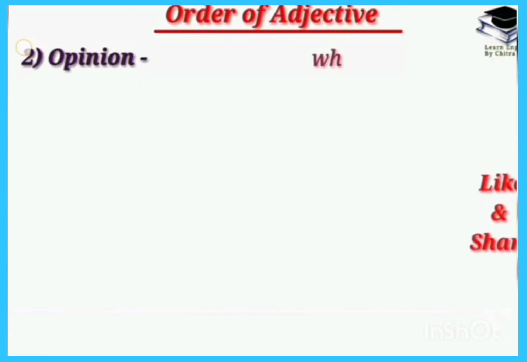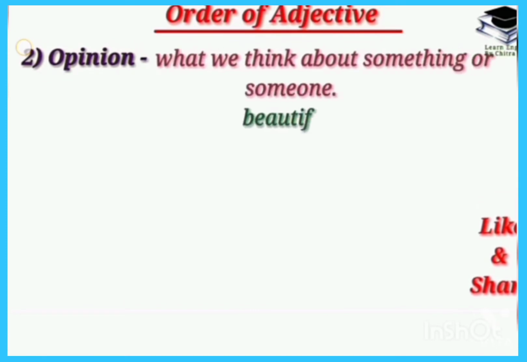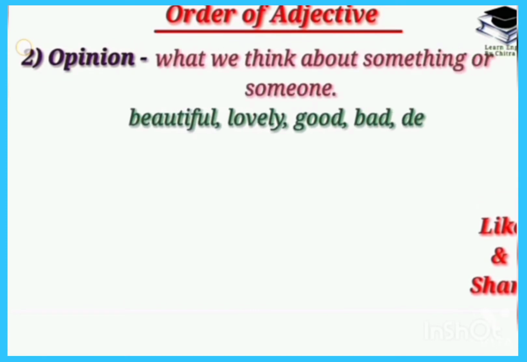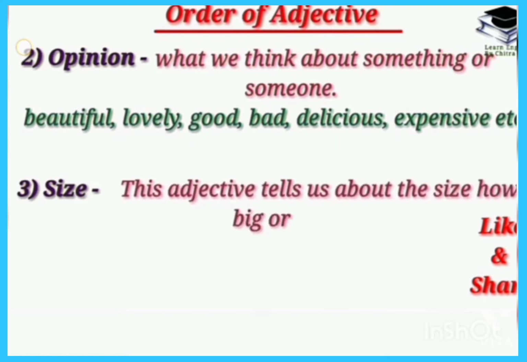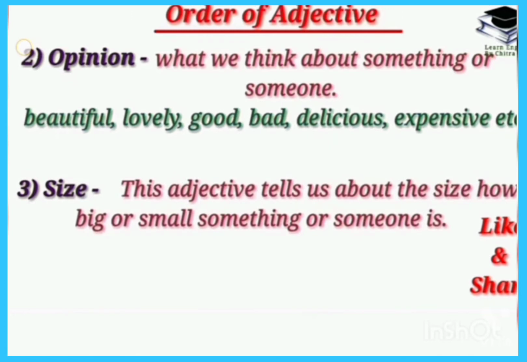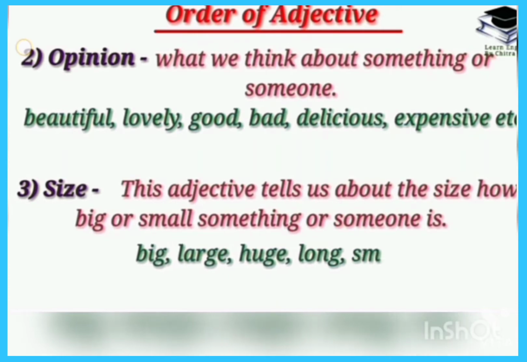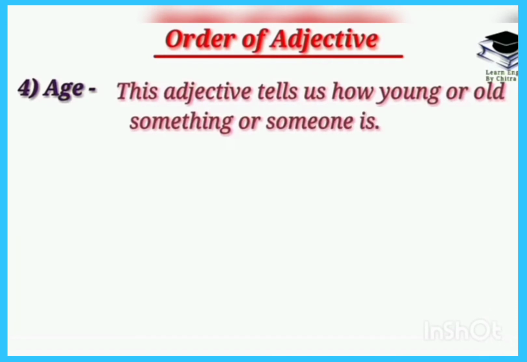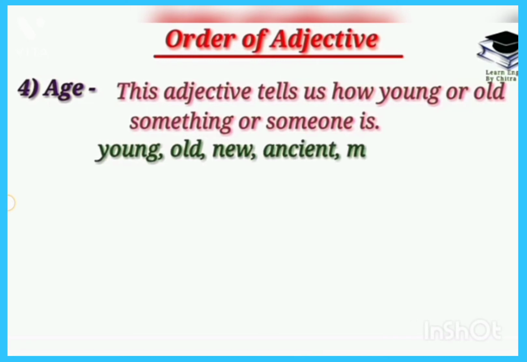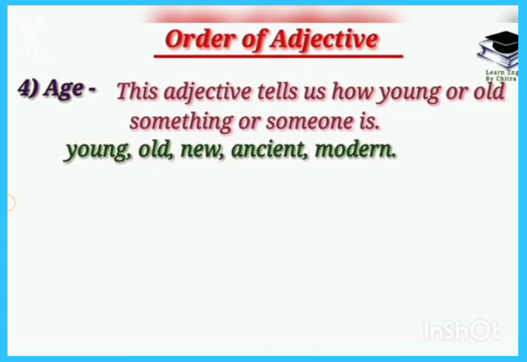Then opinion: what we think about something or someone. Beautiful, lovely, good, bad, delicious, expensive, etc. Size: this adjective tells us how big or small something or someone is, like big, large, huge, long, small, little, short, etc. Now coming to the order of adjectives of age: this adjective tells us how young or old something or someone is. You can say young, old, new, ancient, and modern.